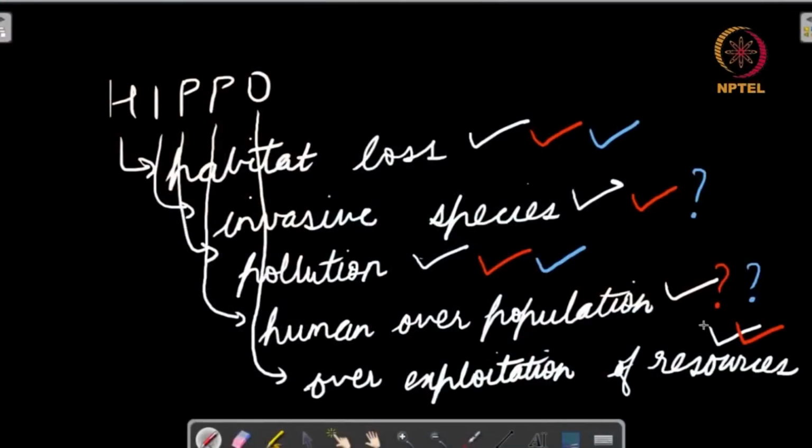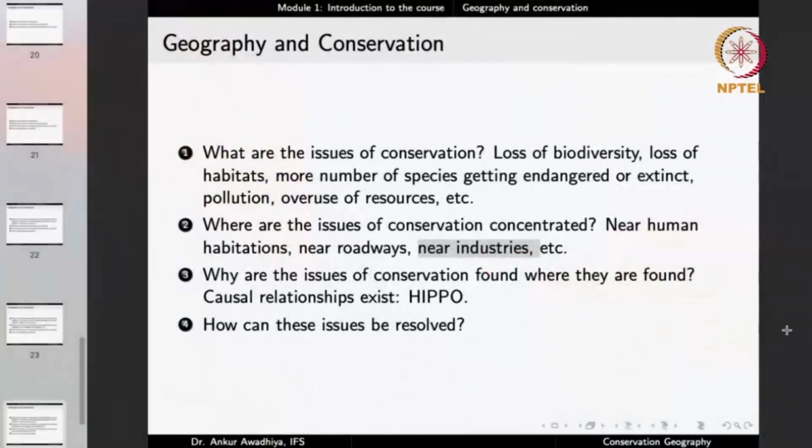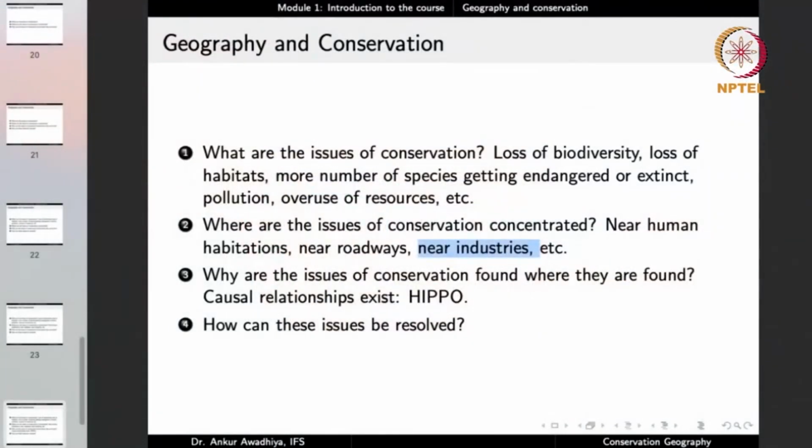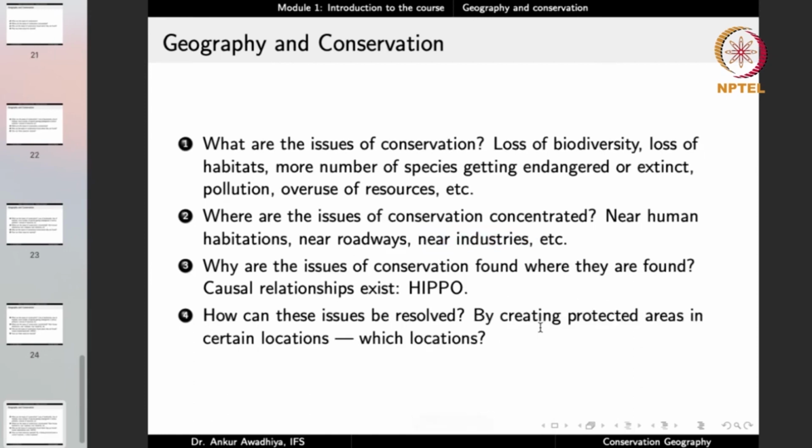Do industries lead to an overexploitation of resources? Yes, most of the industries, because industries require things like electricity, water, and raw materials, and with the industries you will have an overexploitation of resources. So we can study these causal relationships and get the answer of why the issues of conservation are found where they are found. The fourth question is, how can these issues be resolved?